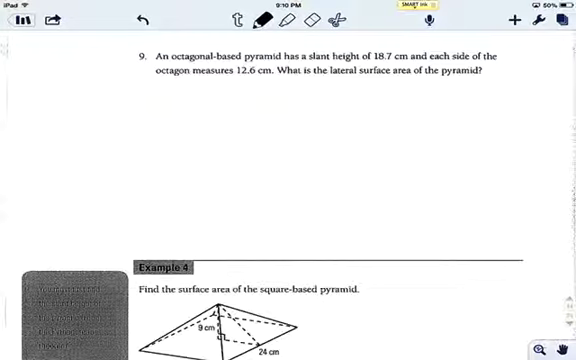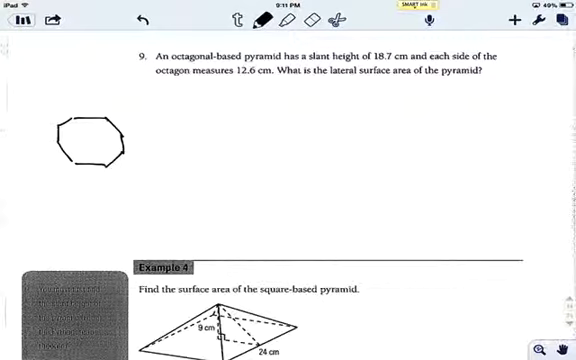Now, if you take a look at number 9, it says it's an octagonal based pyramid. It has a slant height of 18.7. So this is a tougher one because you have to draw it out. So we have to draw an octagon. An octagon looks like this. It's 8 sides. And we all know that Clinton knows what an octagon looks like. Okay, so 8 sides like that.